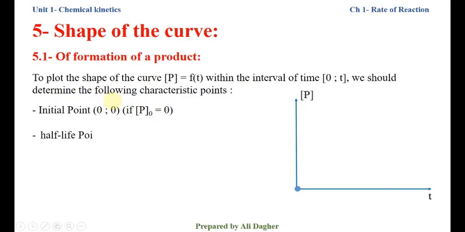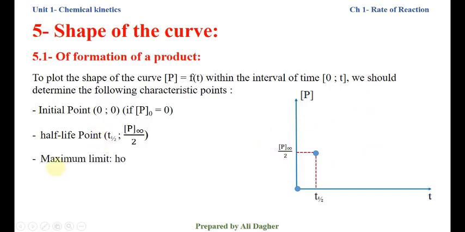We have located the first point 0, 0. The second point is the half-life point of coordinates T half and concentration of product at infinity over 2. We locate the second point. This is the concentration of product at infinity over 2, and this is the T half. The intersection between these two values is the half-life point. We locate the half-life point on the graph.